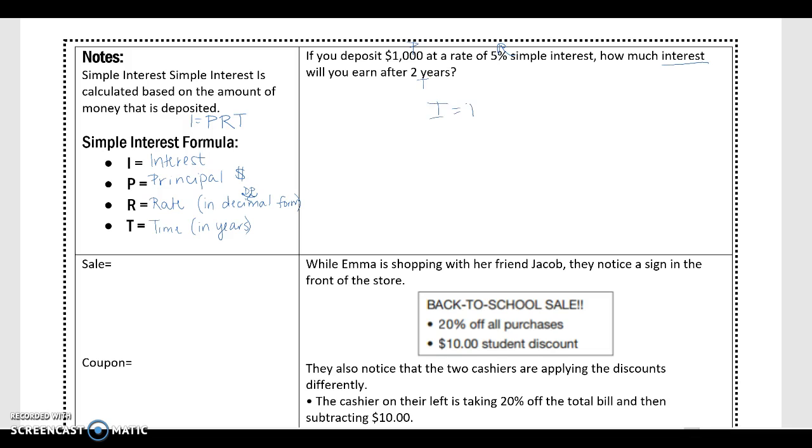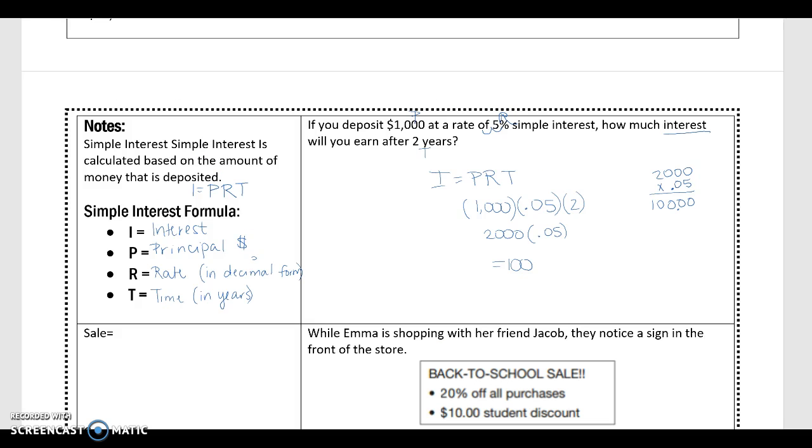and again, it is on your formula chart, equals principal times rate times time. So principal 1,000. Rate is 5%. So I need to get it to a decimal, so I'm going to move it 2 places to the left. 0.05 times time. So times 2. So now I have 2 times 1,000 is 2,000 times 0.05. Go ahead and do your math. All right, so when I multiplied, I got $100.